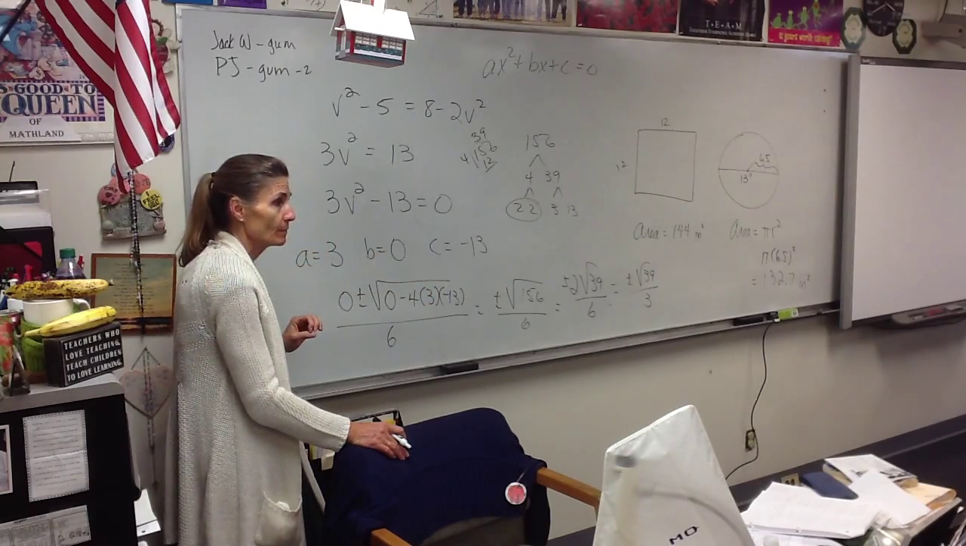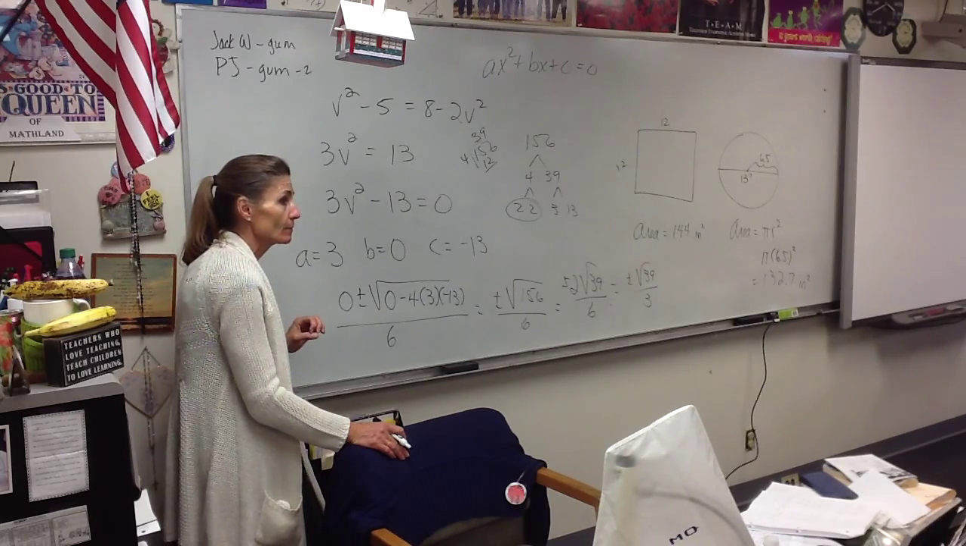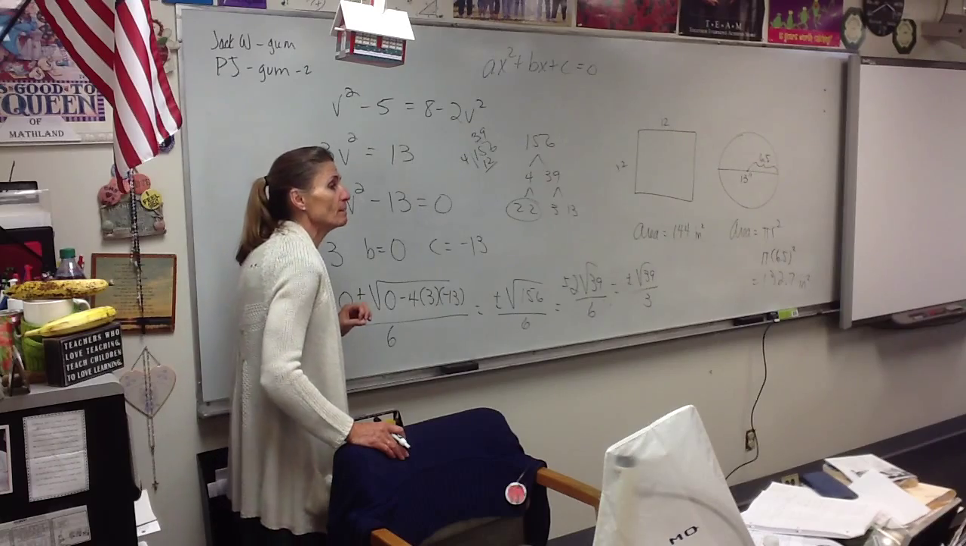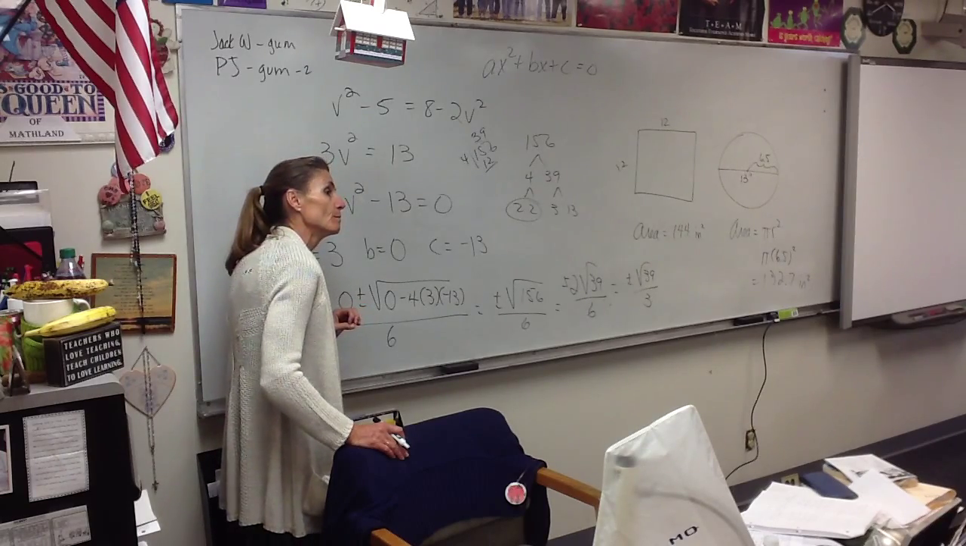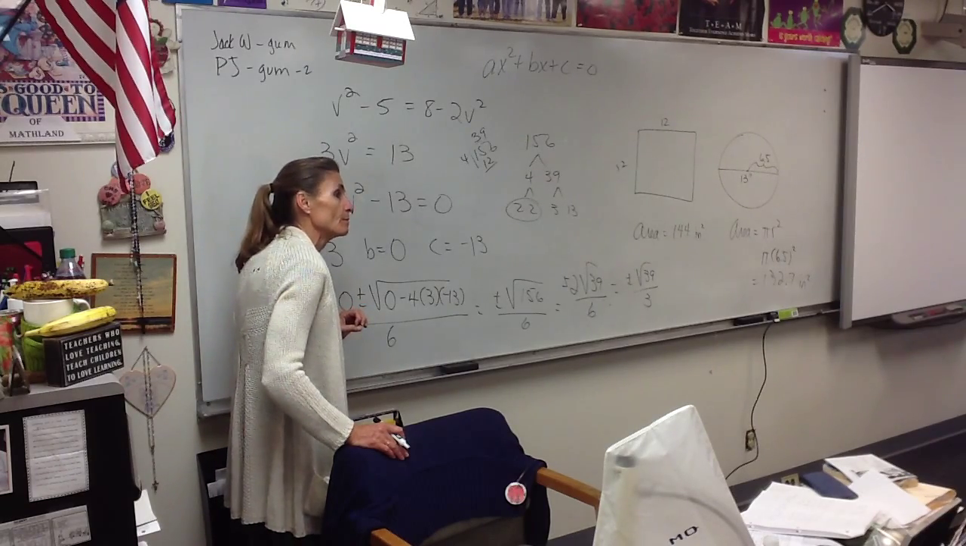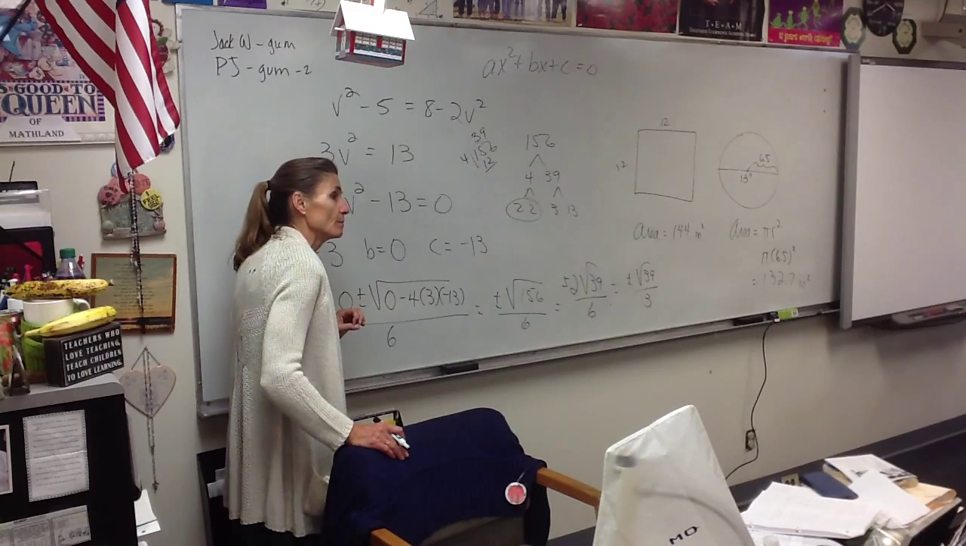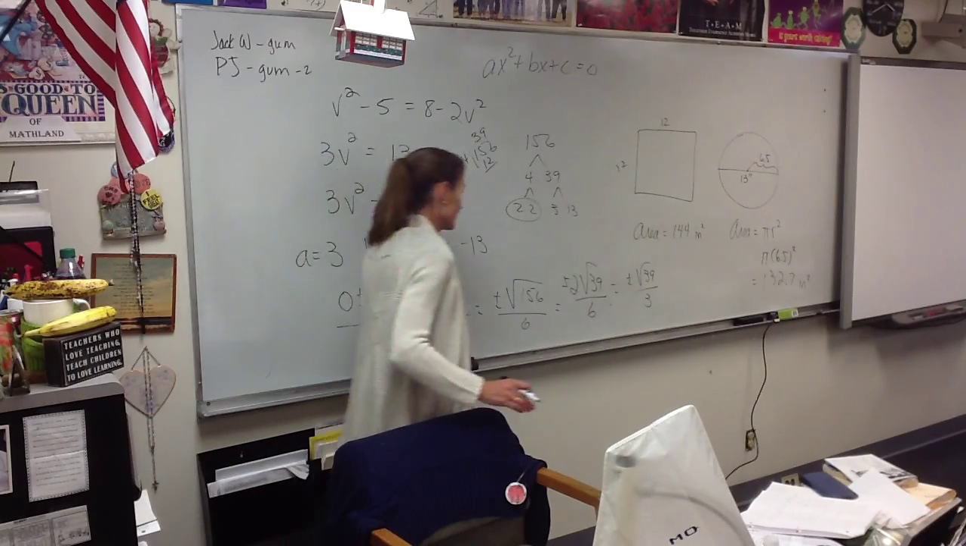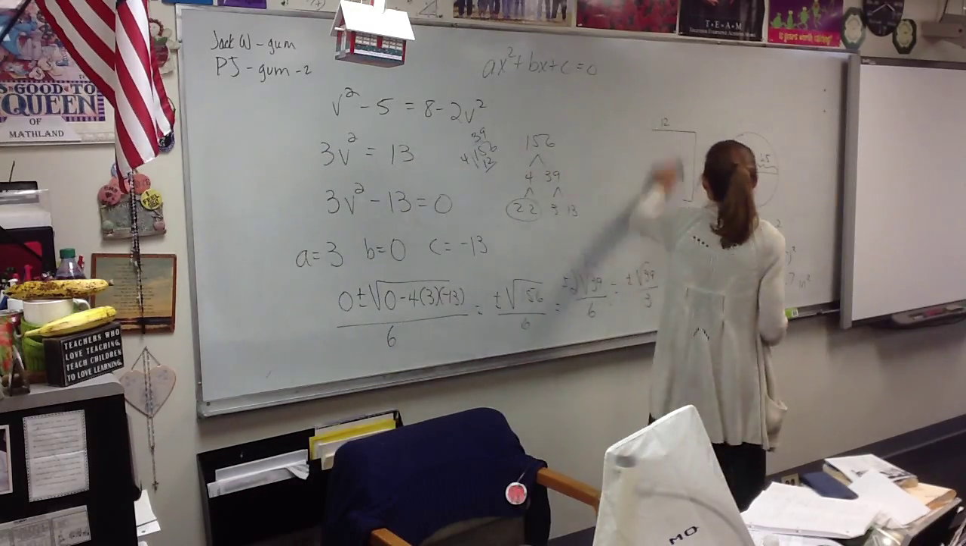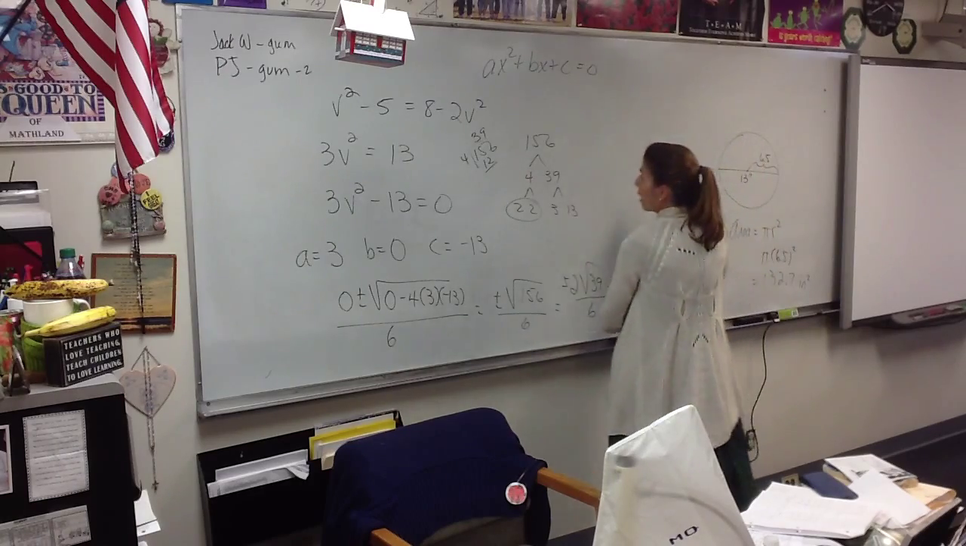I might be wrong, but I just did 3b to the second equals 13 and then solved that out. And when you say solved it out, what do you mean? I divided it by 3, and I got b to the second equals 13 over 3. And then I square root of that. Bingo. B equals plus or minus square root of 13 over 3. Yep. That is another way to do the problem.